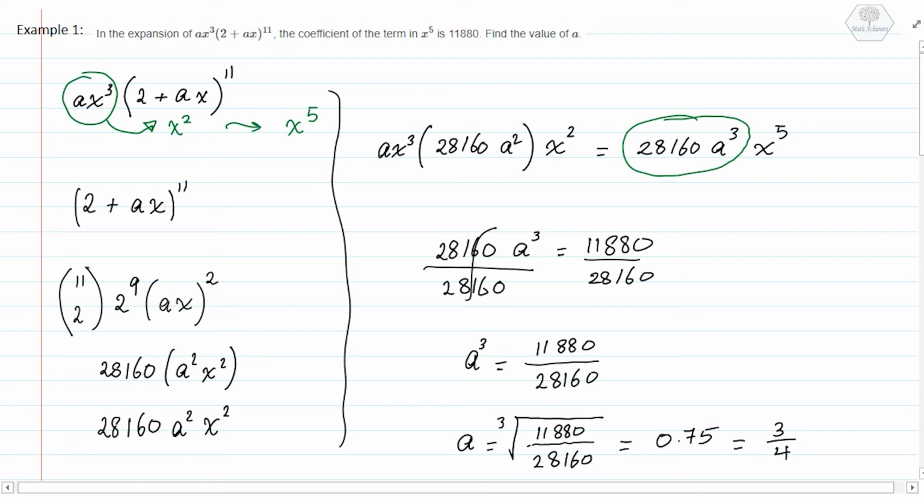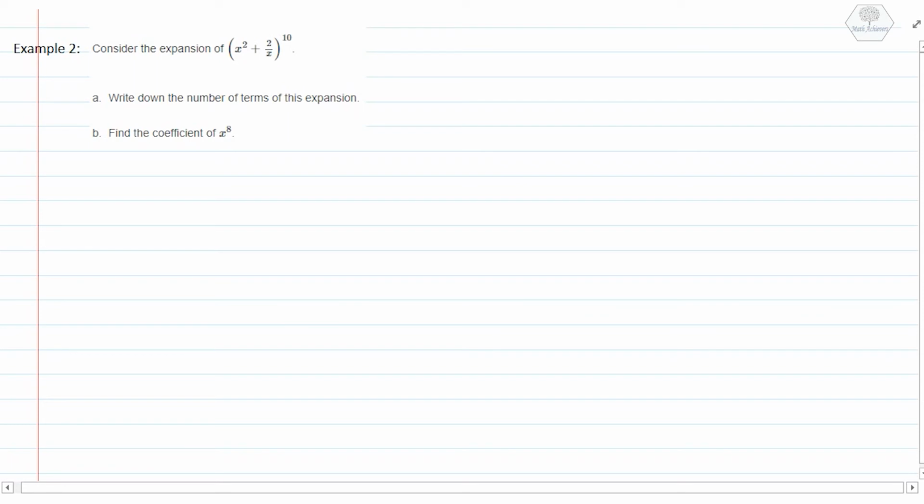Now we can go to a harder example. Example 2, consider the expansion of x squared plus 2 over x, all of it to the power of 10. Part A, write down the number of terms of this expression. The number of terms is always 1 more than n. So the number of terms here is equal to 10 plus 1. n is 10. So number of terms is equal to 11. Always you take the n and you add 1. Easy. Let's go to part B.